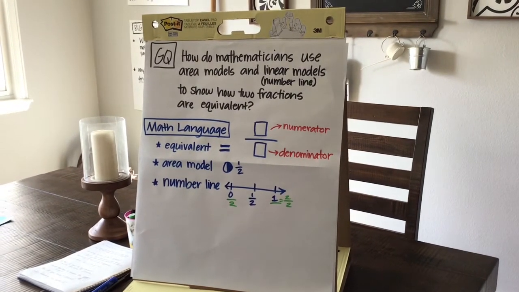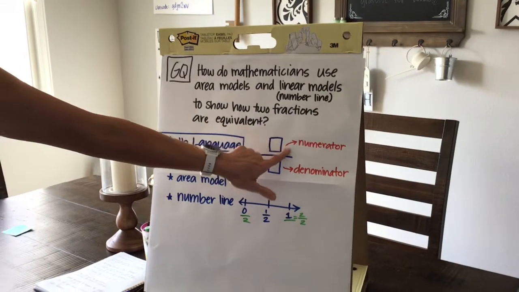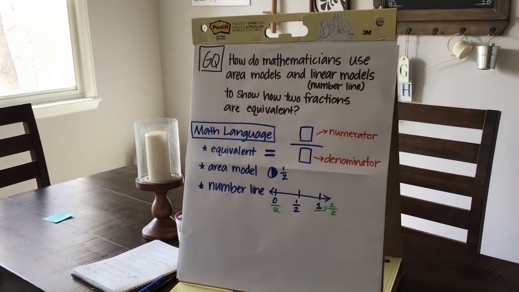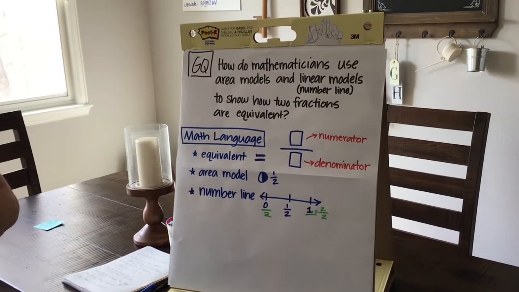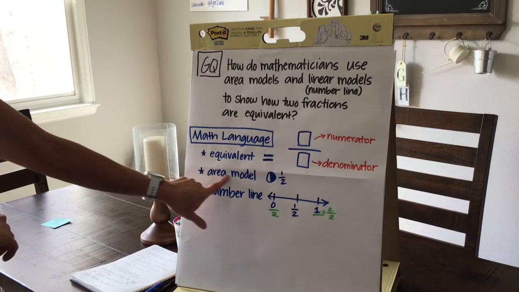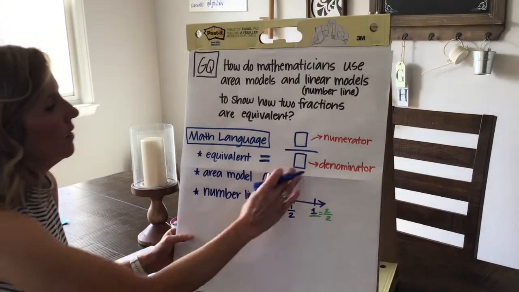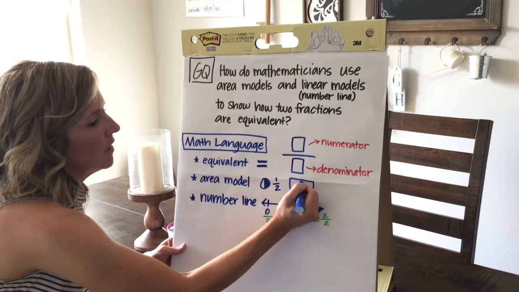So the math language we need today is the numerator and the denominator. Remember, this is how many parts are being counted, and this is how many parts are in the whole. We've talked about equivalent, meaning that they are equal or have the same value. We've talked about an area model. This is an example, but another example that we could use is also the rectangle. We've definitely used circles, but rectangles work too.